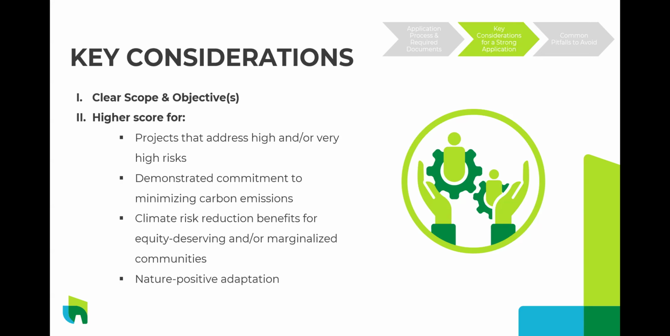The second point is demonstrated commitment to minimizing carbon emissions. This is a bit of a tricky one because emissions aren't typically the focus of adaptation projects, but we do consider it an important component of a larger adaptation project. I'll go over some examples of this in an upcoming slide. The third point we have is outlining the benefits of climate risk reduction for equity deserving or marginalized groups within your community. Again, I'll go into detail on how you can do this in your application, but it's an important point to consider when putting your application together.